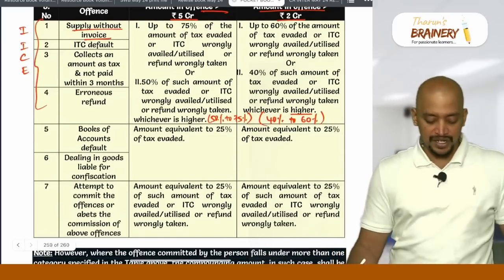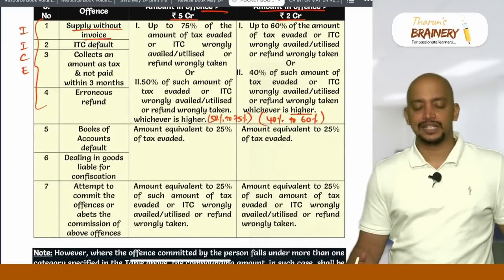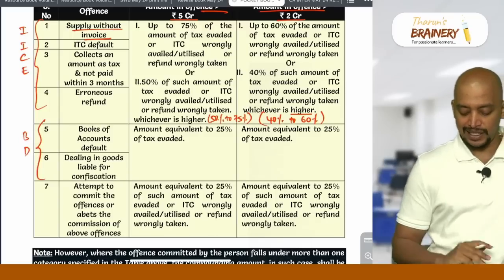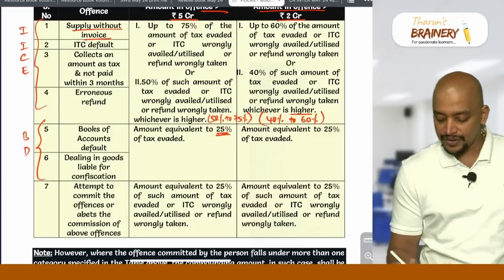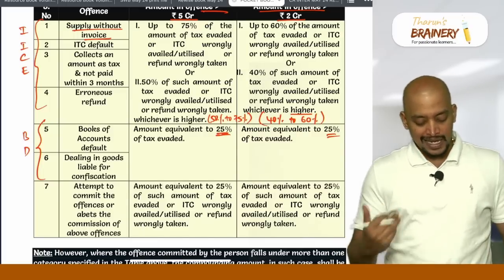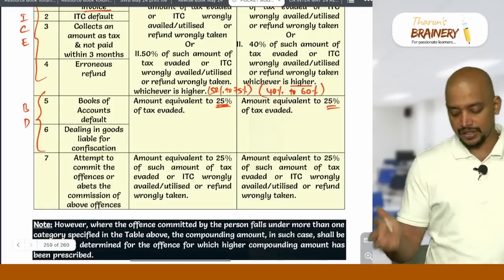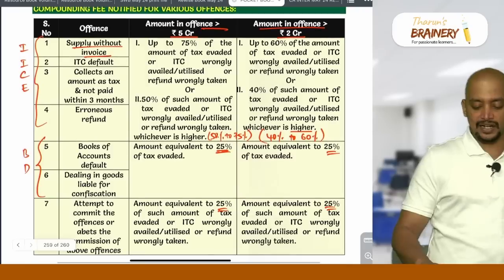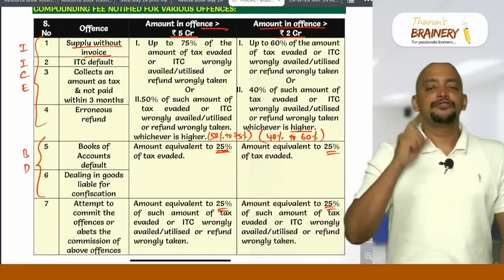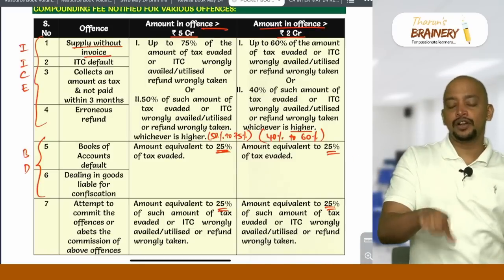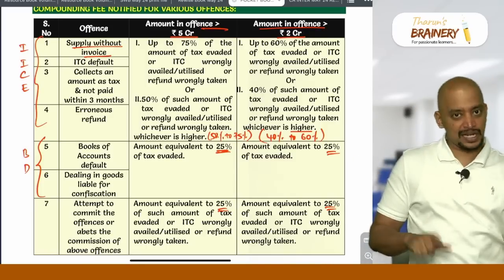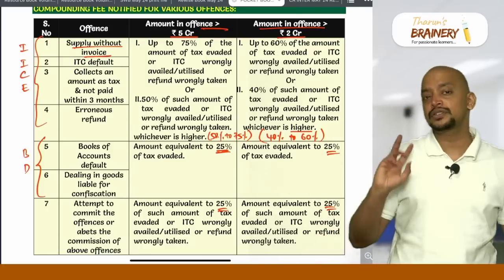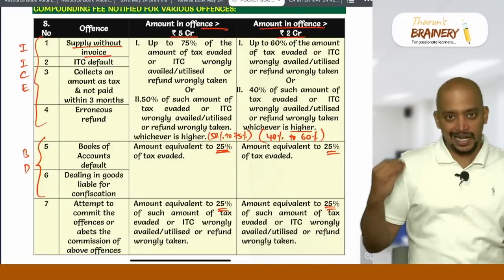Then books of accounts default and dealing in goods liable for confiscation. So in these two cases, BD, books of accounts default and dealing in goods liable for confiscation, always it will be 25% of the tax involved. Then attempt to commit or abetting commission, then also it will be the same 25%. So easily you can remember. There is ICE BID. In that, for B and D, books of accounts default and dealing in goods liable for confiscation, 25%, whatever may be the amount, more than 2 crores or more than 5 crores, 25% of the tax involved will be taken as a compounding fee.